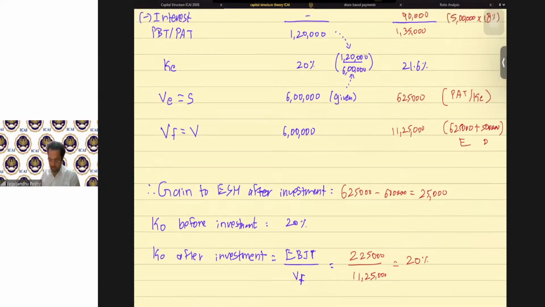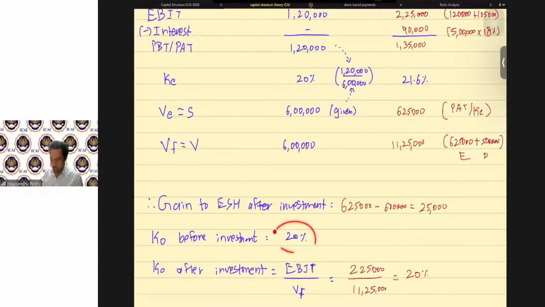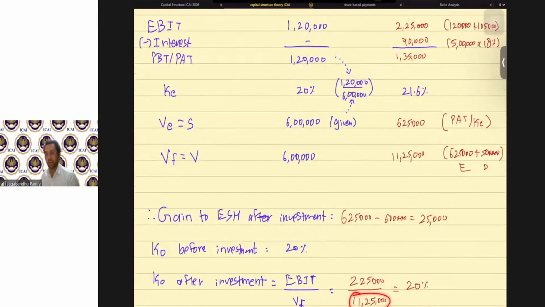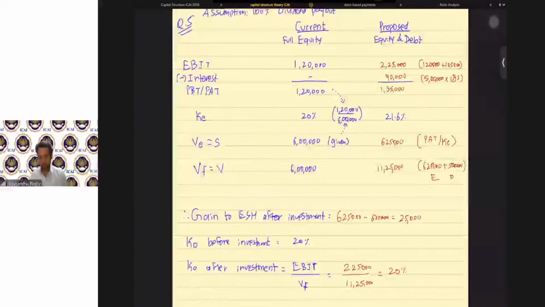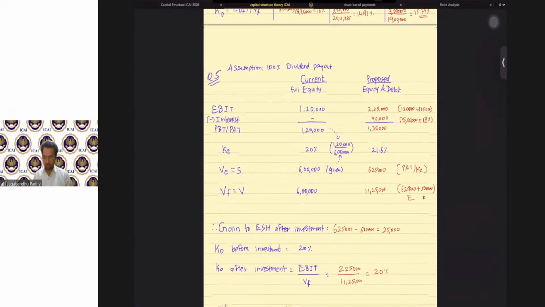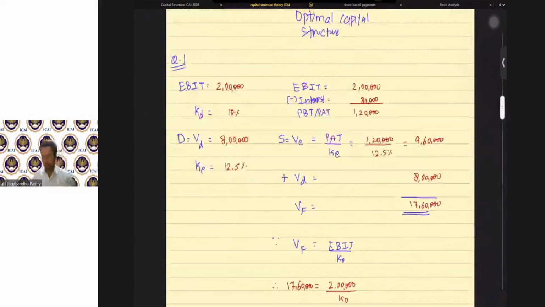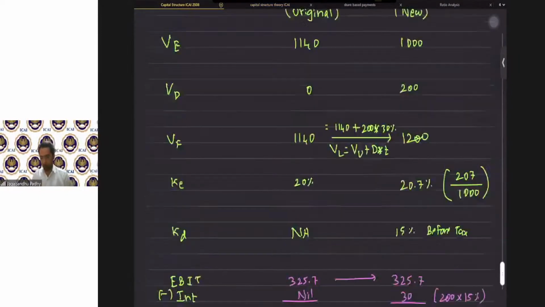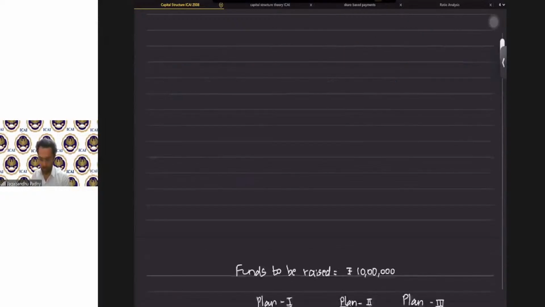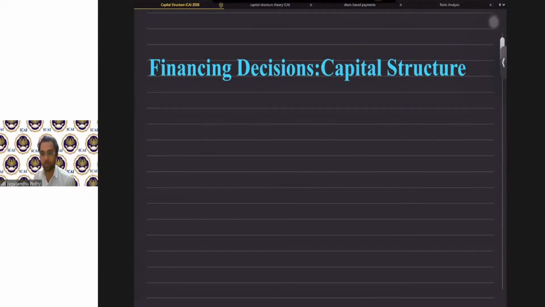Before investment, KO was 20%, and after investment, KO is also remaining 20% because that's 2,25,000 on an overall investment of 11,25,000. So that's a pretty simple question. I'll be uploading these solutions on the portal for your reference. And with that, we are through with the revision portion of the capital structure also. So we're done with the ratio analysis and also the capital structure portion.